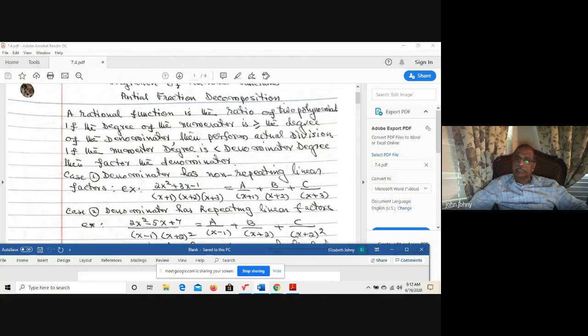You cannot write c divided by x plus 2. In that case, they will merge with each other, leaving only two terms. Since there are three factors in the denominator, there must be three terms on the right side. So a over x minus 1 plus b over x plus 2 plus c over x plus 2 the whole squared.